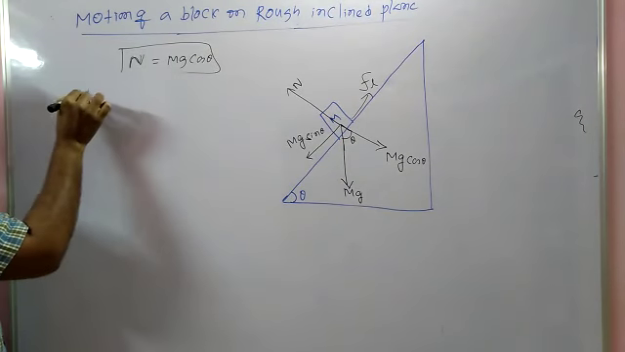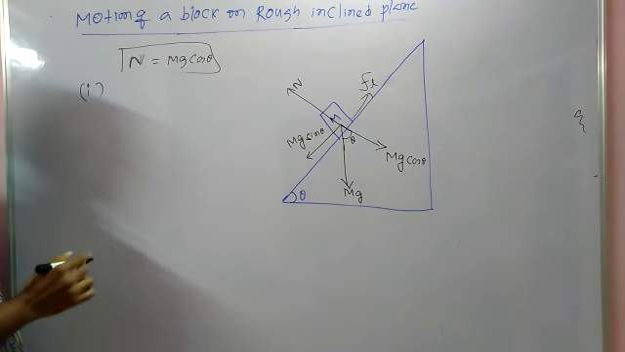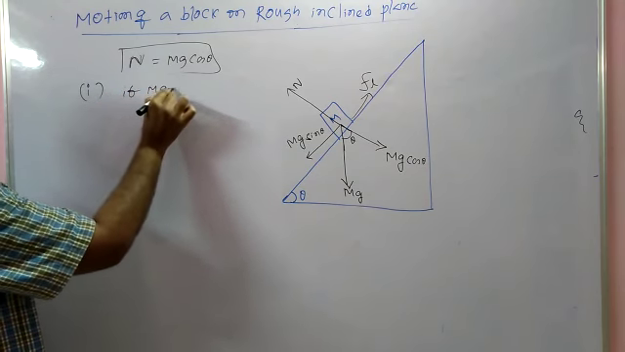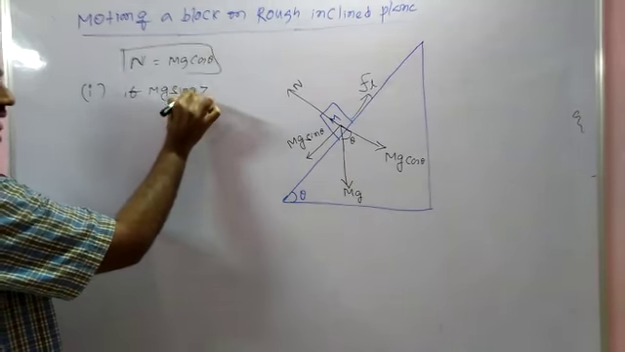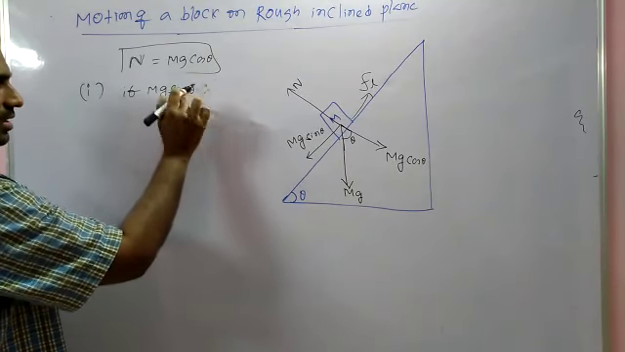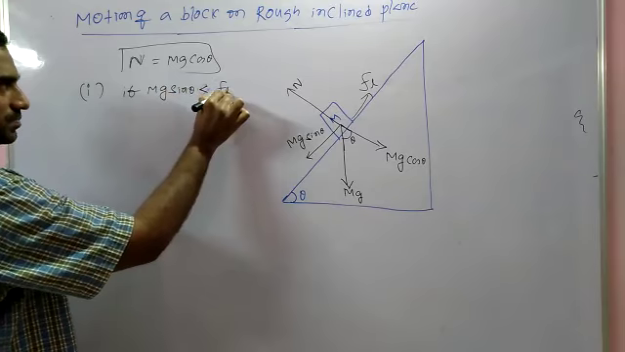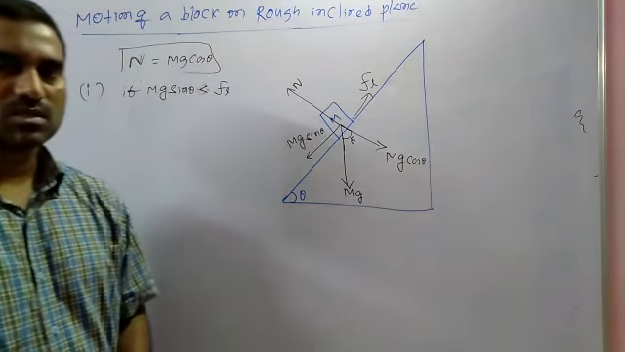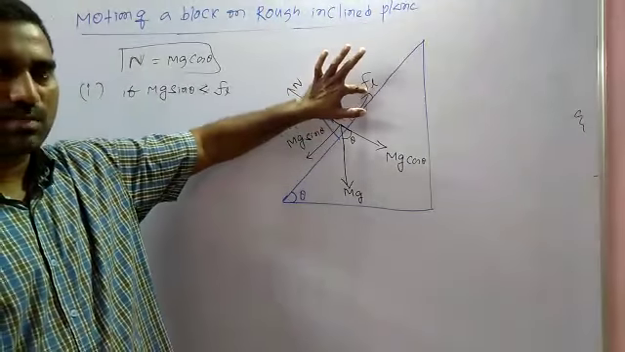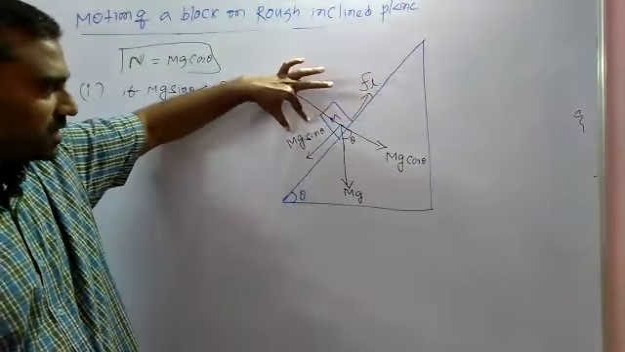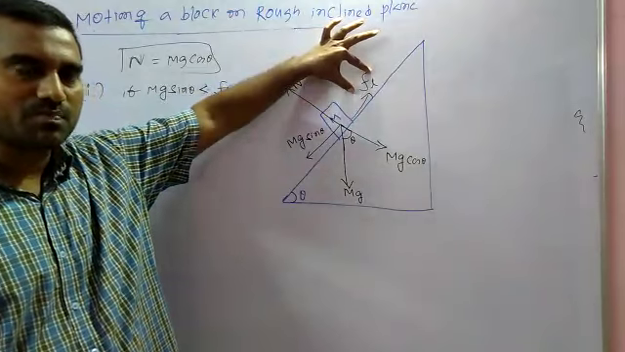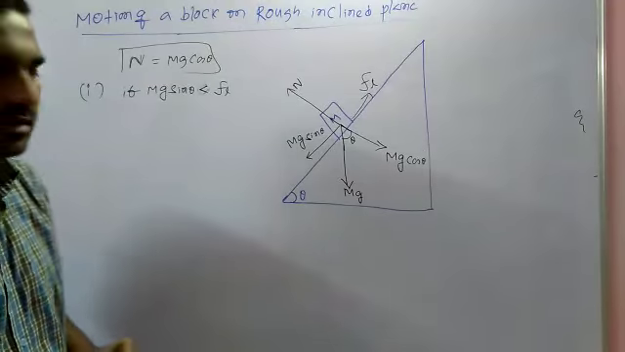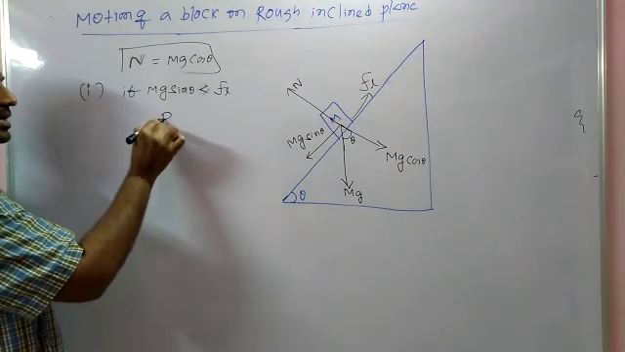Now there are different cases. Case 1: if mg sin theta is less than limiting friction, which is the maximum static friction, then the block does not slide on the inclined plane. That means the block is at rest on the inclined plane.